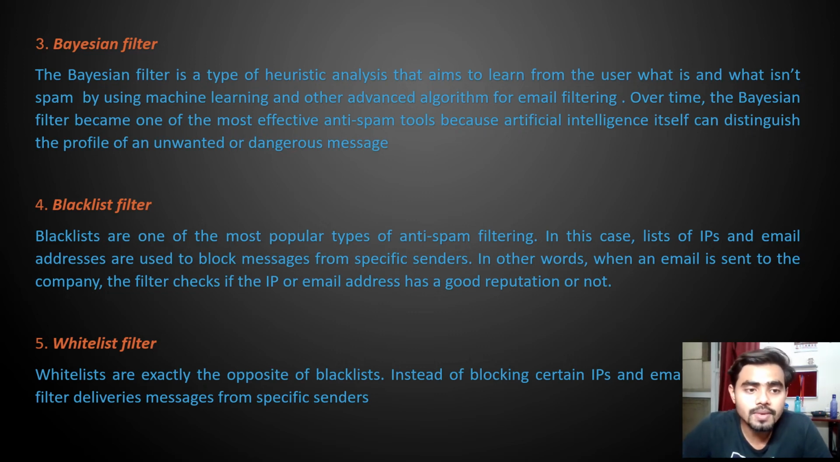The fourth one is the blacklist filter. Blacklists are one of the most popular types of anti-spam filters. In this case, lists of IPs and email addresses are used to block messages from specific senders. In other words, when an email is sent to the company, the filter checks if the IP or email address has a good reputation or not.